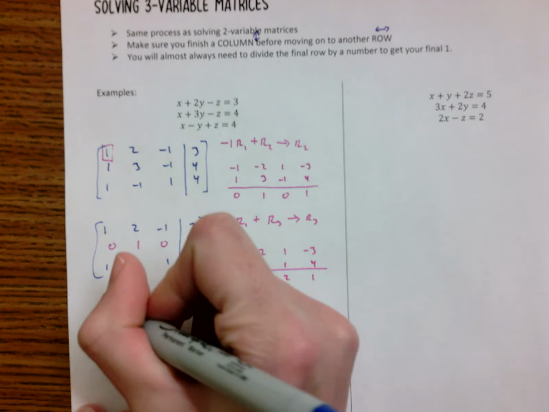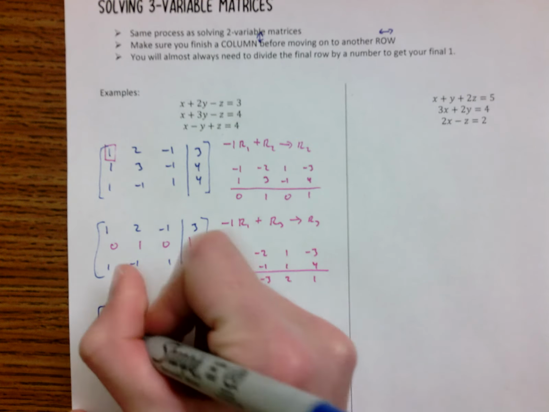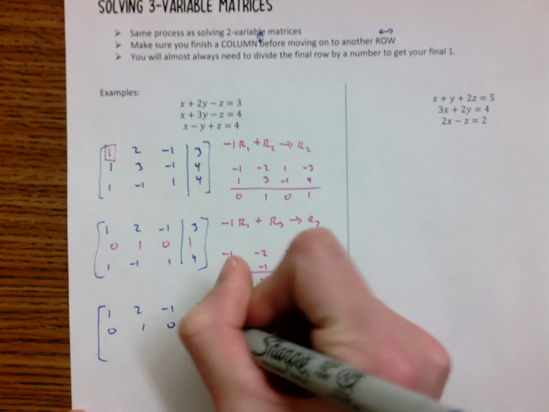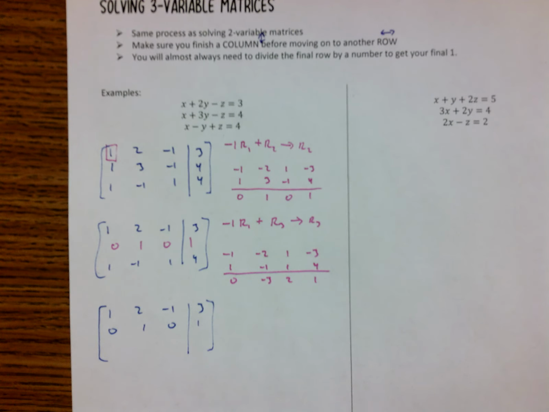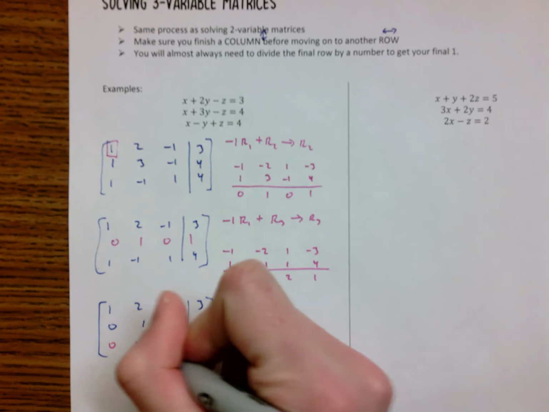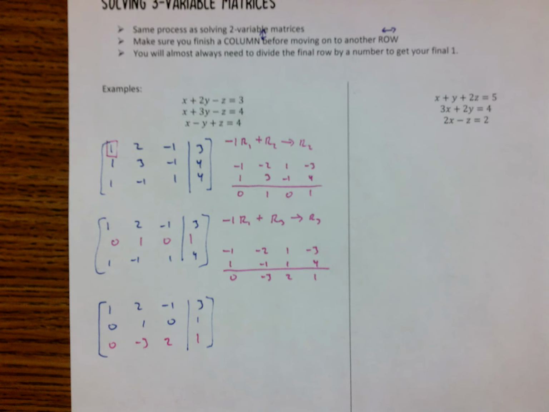All right, so over here, my top 2 rows didn't change because I said I was going to write my new answer in the third row. Okay, and that new answer is now going to come down here. So 0, negative 3, 2, 1. All right, and now we have our first column done. We've got a 1 in our key location and then zeros everywhere else.